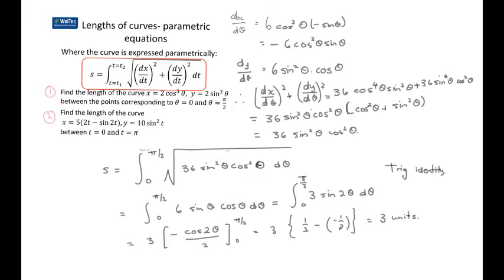So, pretty straightforward. We needed to find dx, we needed to find dy, both of them with respect to t. We needed to square both of those, well, in this case with respect to theta, find the square root of it, play around with some trig identities, integrate it, put in the limits, and we're done. I will do the second one in class.